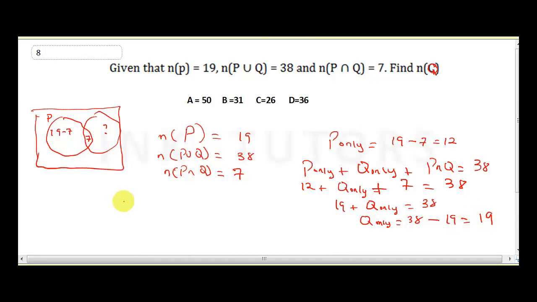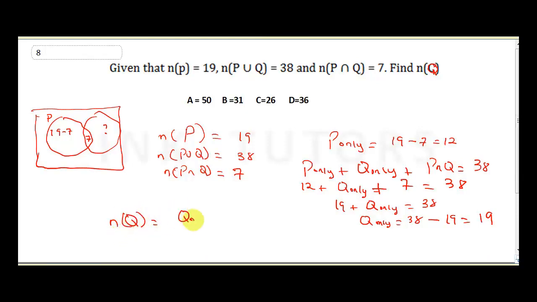To get the number of people in Q, remember, the number of people in Q only included, this will be Q only plus those people in P intersection Q, n(P intersection Q). Because let's assume some people who take attributes in item P also do Q. So to get the total number of people doing Q, it's going to be Q only, which is 19, plus 7, and that will give us 26. So our final answer is going to be 26. So we are going to mark our 26.